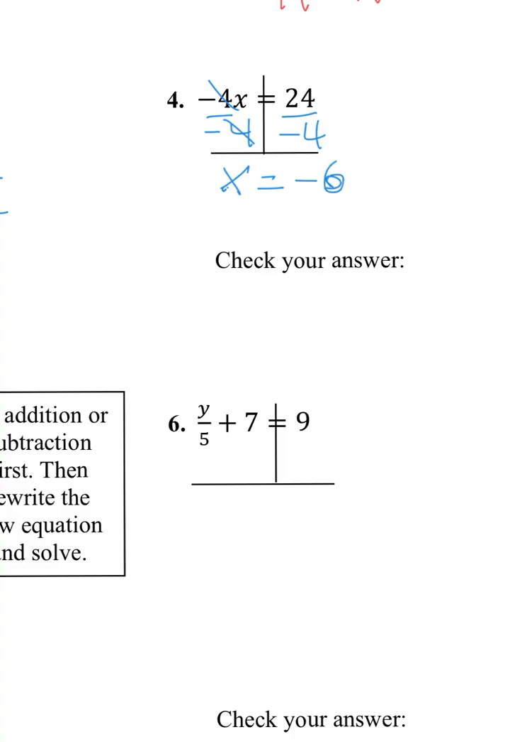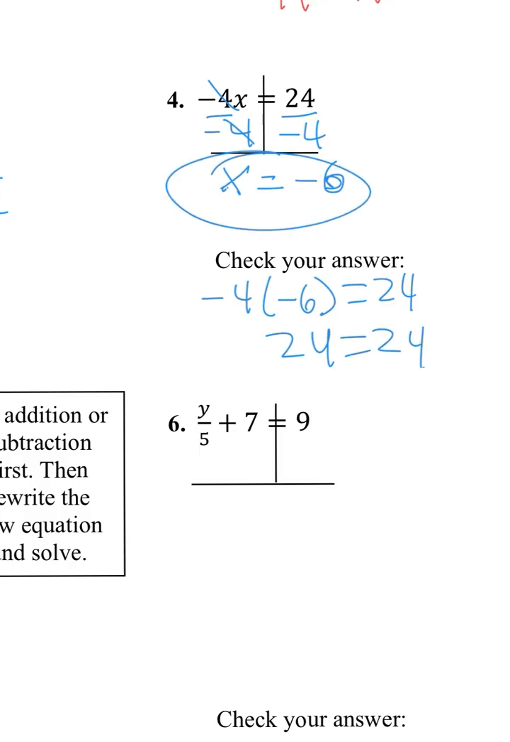And then it says check your answer. So we're going to plug the value for the variable x back into the original equation. So we've got negative 4 times negative 6 equals positive 24. So what's a positive times a positive? I'm sorry, negative times a negative. A negative times a negative is a positive. So 24 equals 24. Is that true? Yes, it is. So guess what? x is equal to negative 6.